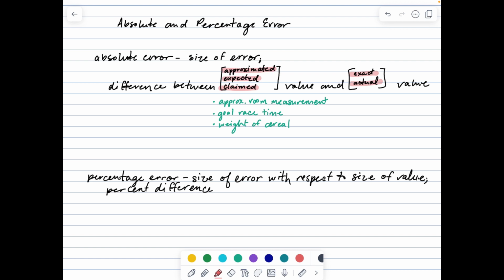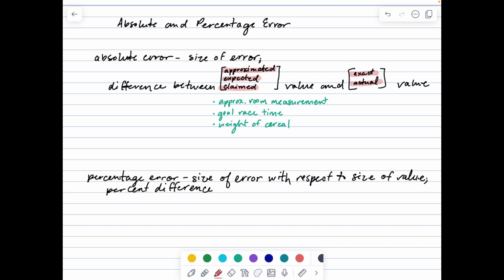Another example of error is claimed versus actual. So for instance, when you buy a box of cereal and it says there's 16 ounces of cereal, how much cereal is there actually? So the claimed weight of the cereal versus the actual weight of the cereal. So those are some examples of error, and absolute error we just get by straight up subtracting those.